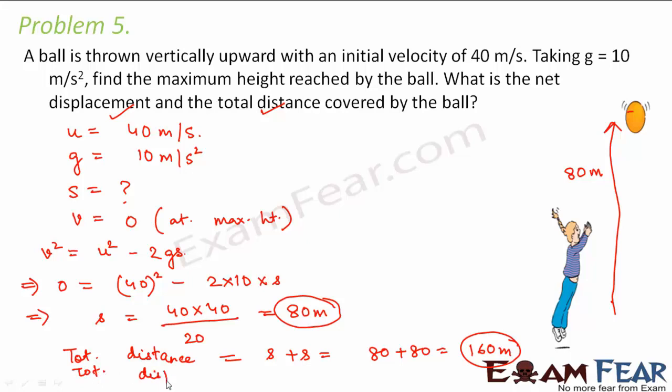What would be the total displacement? Now when I talk of displacement, it is nothing but the distance between the initial point and the final point. So initial point was this, final point is again this because it falls back to the ground. So therefore the total displacement will be equal to 0.